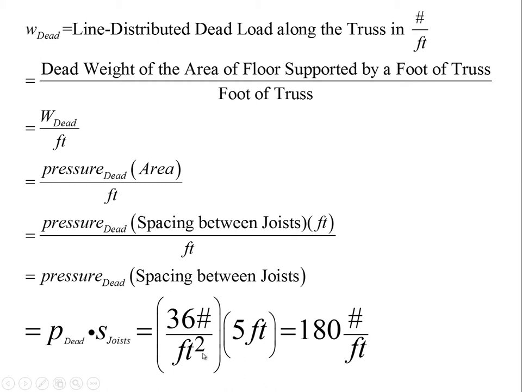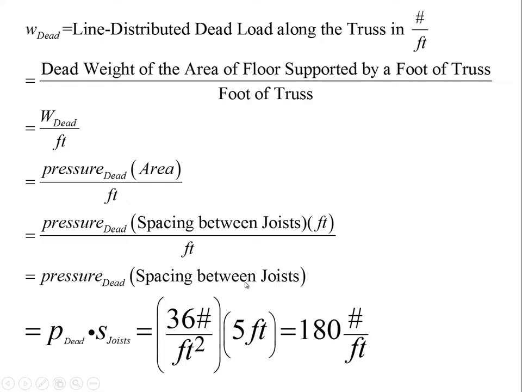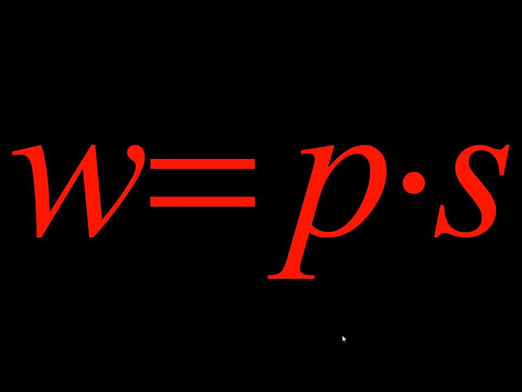And I'm not quite sure why I switched to 36. This should have been 40 if I was consistent with my previous example. So for some reason I've switched horses here and I'm dealing with 36 pounds a square foot of slab or floor weight, and we're multiplying that times the spacing between the joists, which is 5 feet. And when we do that, we get 180 pounds per foot as the line distributed dead load along the interior truss.